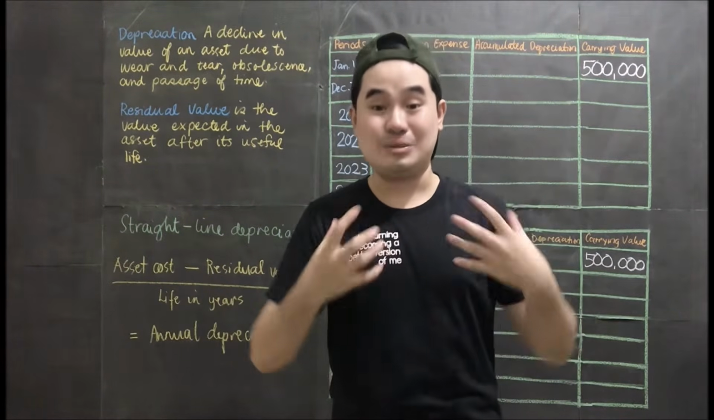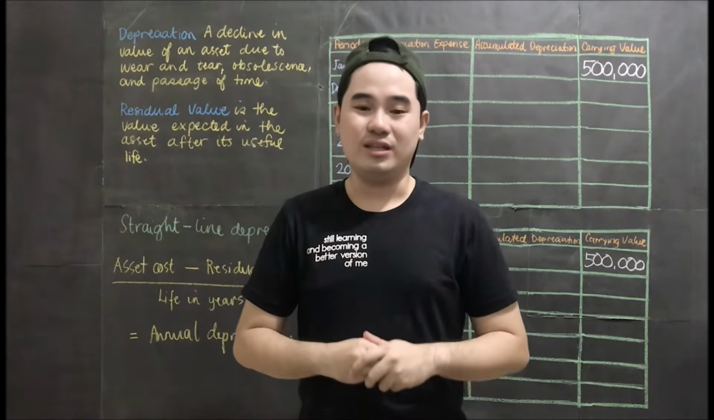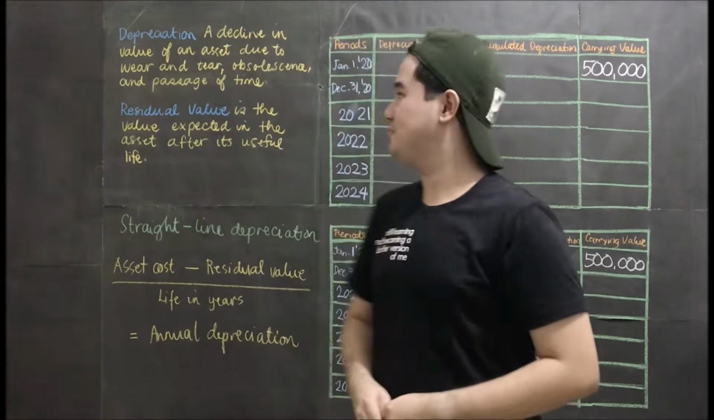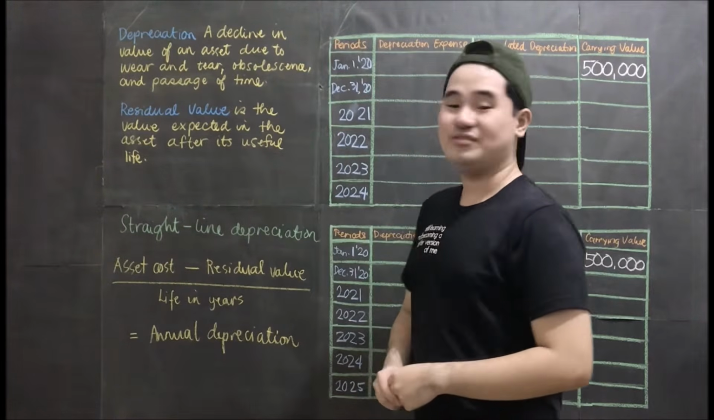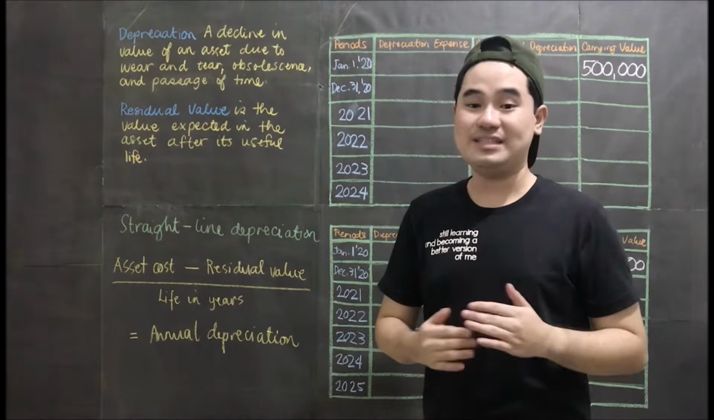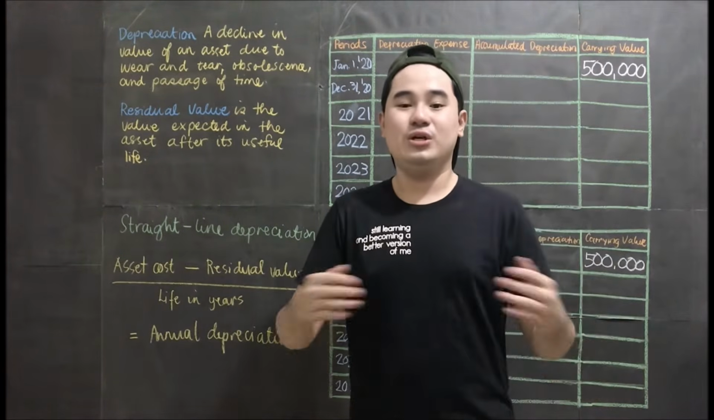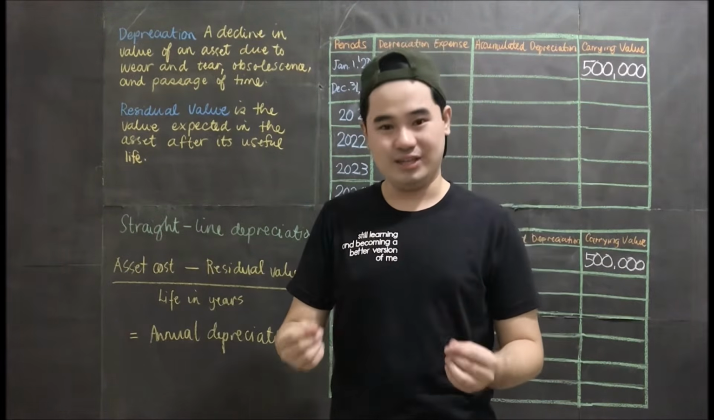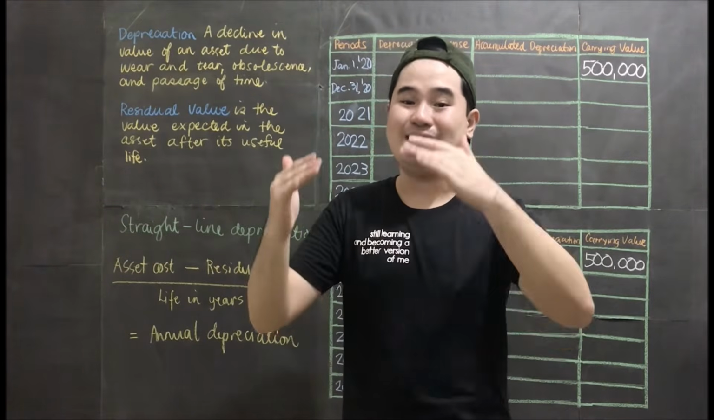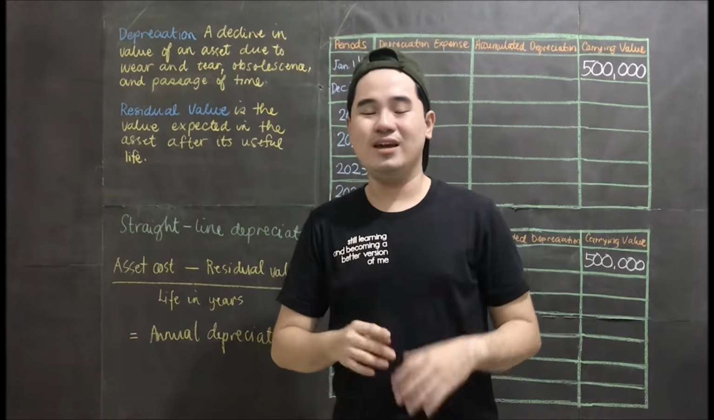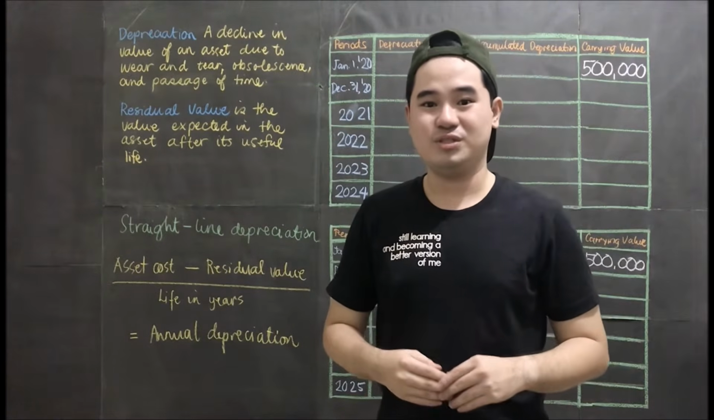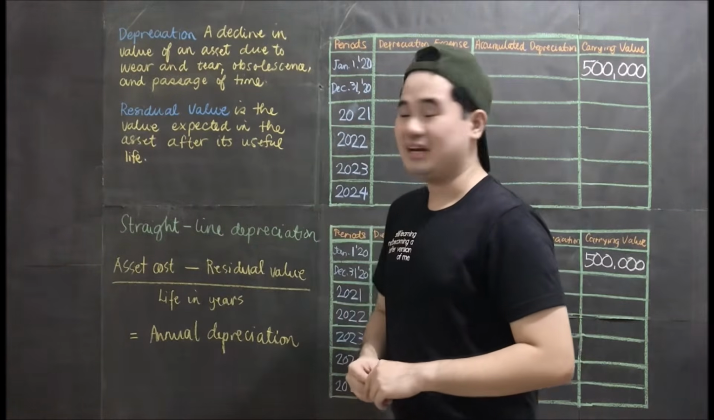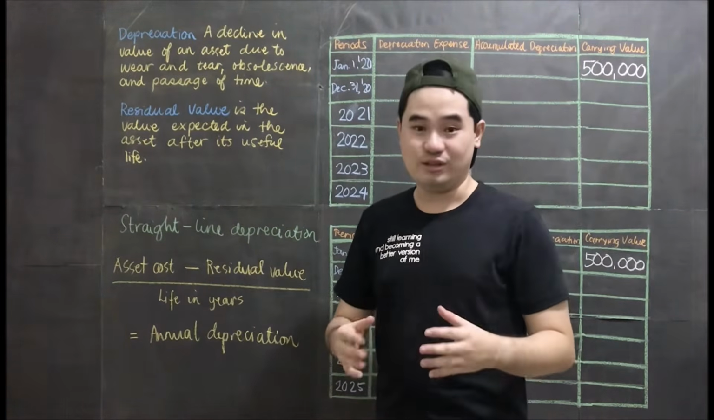is the asset being depreciated. Okay, so one thing that we also need to adjust in the book of accounts is what we call depreciation. Depreciation is a decline in the value of an asset due to wear and tear, obsolescence, and passage of time. So, naluluma, yun nga yung ating mga assets, kailangan mag-account tayo ng adjusting entries kasi yung asset value natin is bumababa siya through time. Okay? Another thing that we need to consider in computing for depreciation is what we call the residual value. Residual value is the value expected in the asset at the end of its useful life.